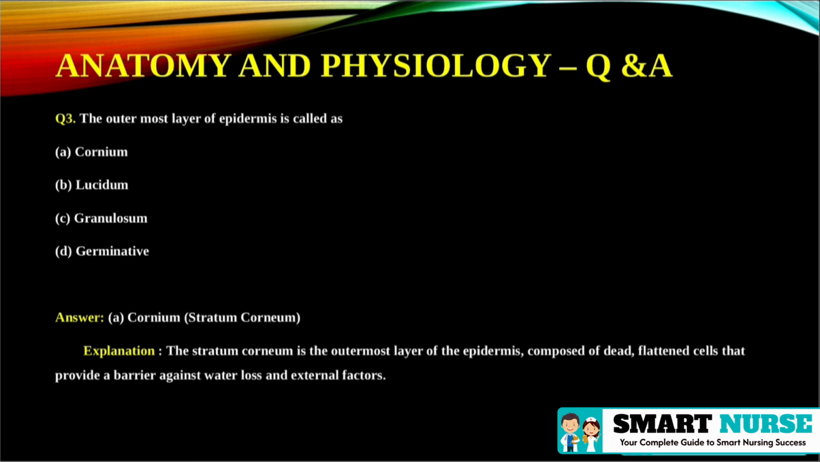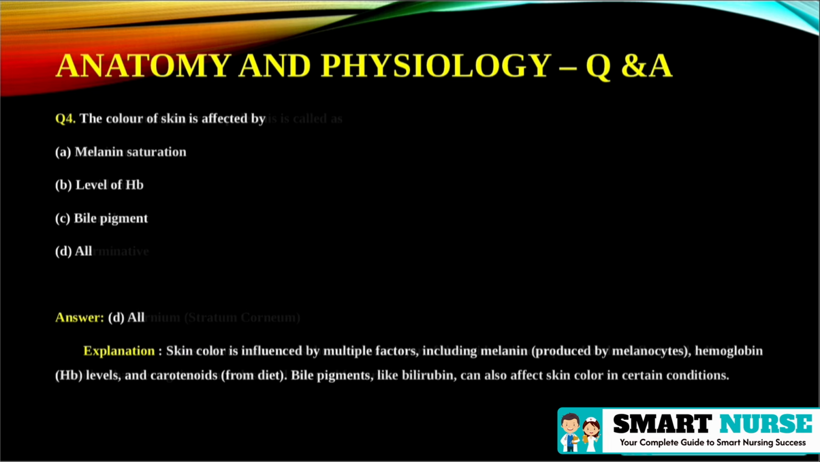The answer is corneum. That means it is even known as stratum corneum. The stratum corneum is the outermost layer of the epidermis. It is composed of dead, flattened cells that provide a barrier against water loss and external factors of our skin and body. The fourth question. The color of skin is affected by.